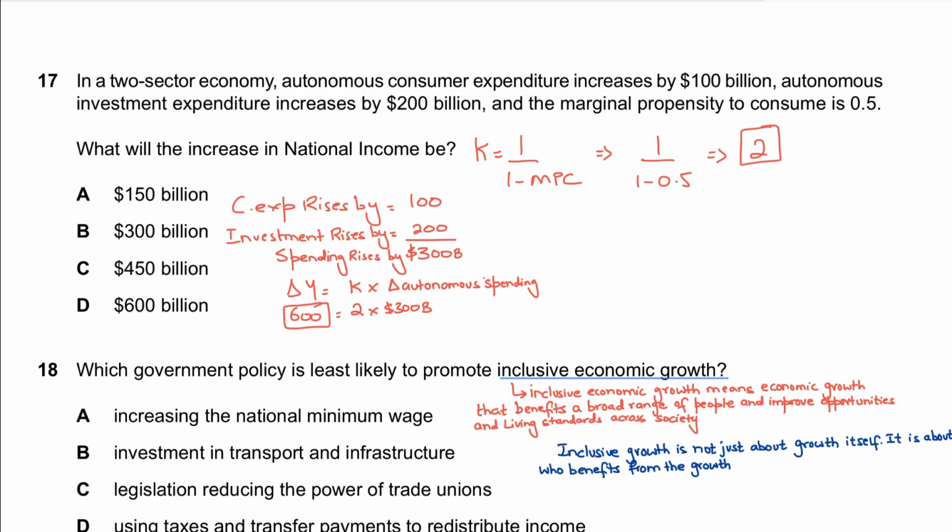Now this sort of MCQ is usually on national income statistics. MCQs are coming, so you must know the formula of the multiplier and by how much spending would rise. You need to practice these MCQs. In a two-sector economy, autonomous consumer spending rises by 100, autonomous investment by 200, and marginal propensity to consume is 0.5. What is the increase in national income?